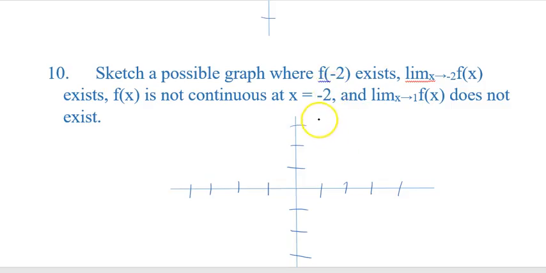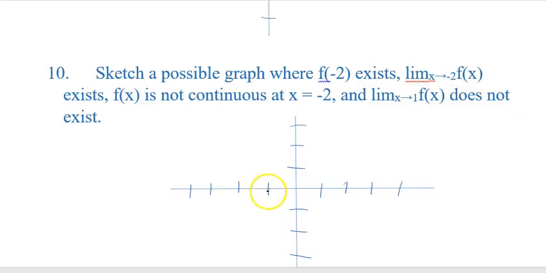Okay, and our last example wants us to sketch a graph where f of negative 2 exists, so there is a point with an x value of negative 2. The limit as x approaches negative 2 exists, so both sides have to go to the same place. f is not continuous at -2. So this almost reminds us of that last one. If the limit exists and it's not continuous, then it has to be a point discontinuity. And then the limit as x approaches 1, so at a totally different place, does not exist.